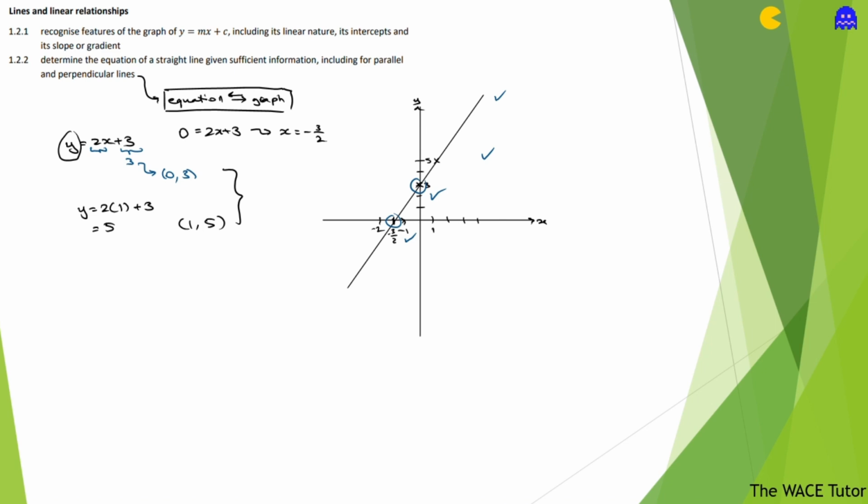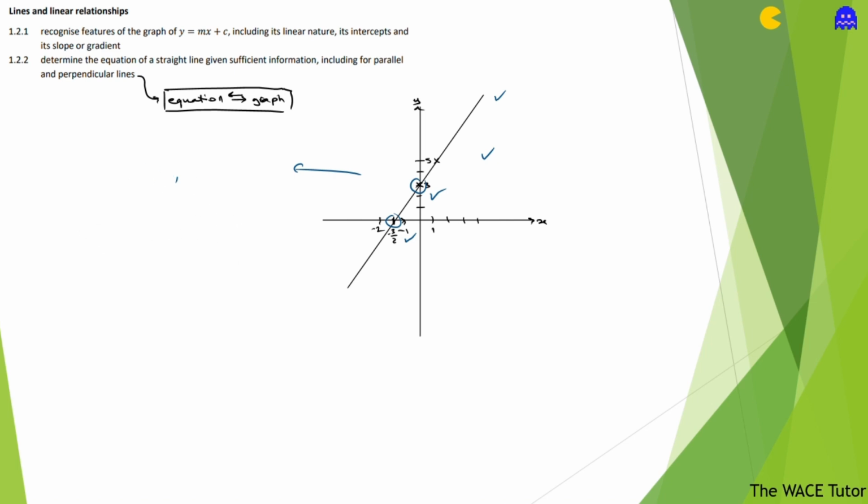So let's say I am trying to go from the graph to the equation, and I'll rub all this out so I didn't know any of this stuff. Based on this graph, I can see that I pass through the point 0, 3. If I have my y equals mx plus c, I know that because I have a y-intercept of 3, my c value is equal to 3.